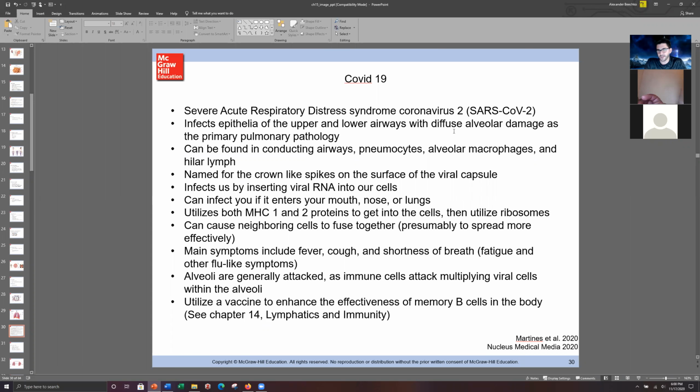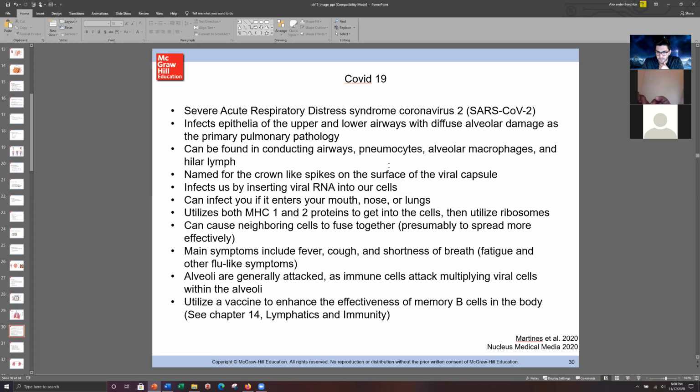So what this does is it infects the epithelia of the upper and lower airways with diffuse alveolar damage as the primary pulmonary pathology. So the main effect of people that contract the coronavirus and end up getting upgraded to SARS-CoV-2 is damage to the alveoli, right? You can also find damage in the conducting pathways, so within the bronchioles, within the pneumocytes, alveolar macrophages, and hilar lymph. So all of the immune system support for the lungs ends up getting attacked by this virus.